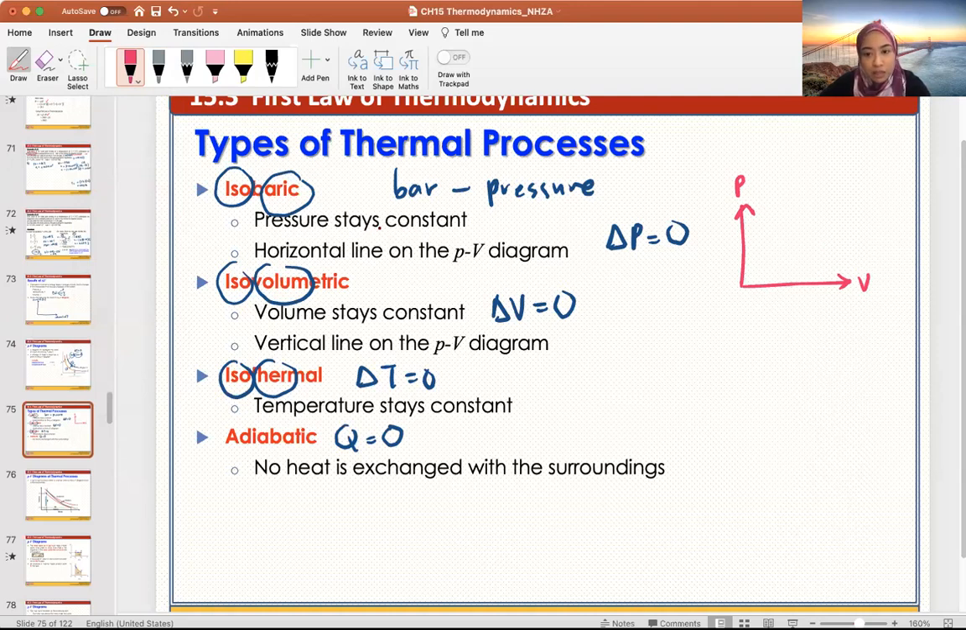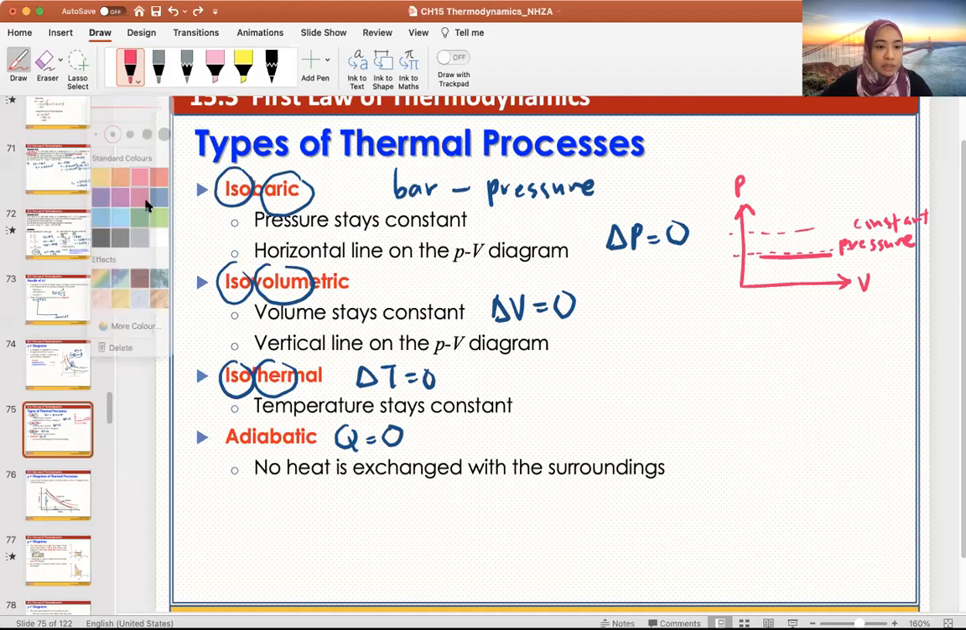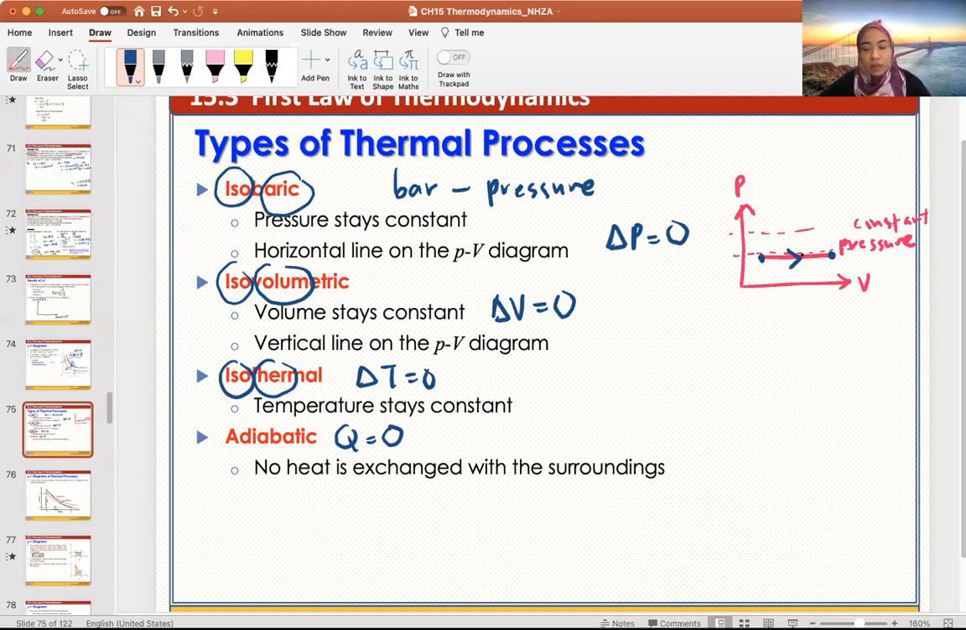If P stays constant, it should be a straight line in the graph. It can be here, it doesn't matter, as long as you know the pressure is constant, you can draw the graph like that. So this is for an isobaric process. The pressure is constant, but V is not constant, so the V expands. If this is my initial point and this is my final point, the curve is going to the right, which means that my volume is expanding.